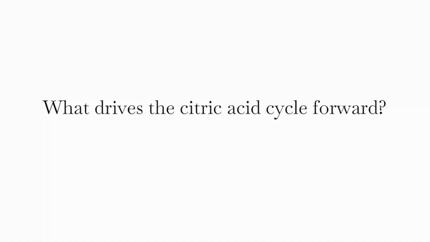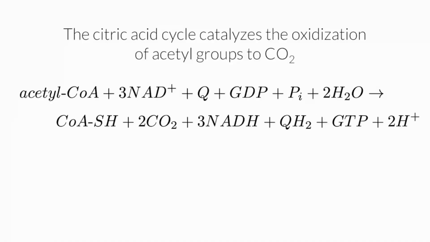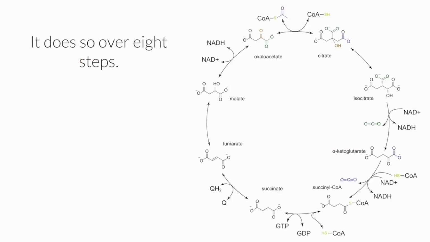Okay, so what drives the citric acid cycle forward? Just a quick high-level reminder, the citric acid cycle is a catalyst that takes acetyl-CoAs, which have 2 carbons on them, and turns them into 2 carbon dioxides. This is an oxidation reaction. We are oxidizing those carbons. When we're oxidizing carbons from the acetyl to the carbon dioxide, we have to reduce something else. What are we doing? We are reducing NAD plus to NADH, and we are reducing ubiquinone to ubiquinol. And so we have this overall reaction that's generating carbon dioxide, reducing a bunch of NAD plus and Q. It does this over 8 steps.